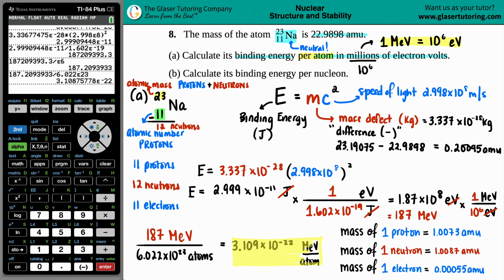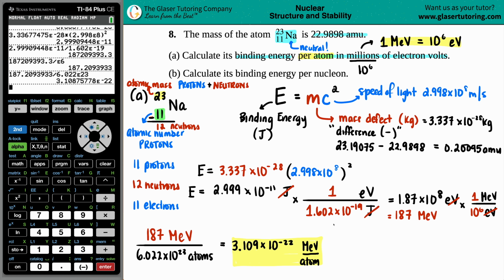Now, the next thing is letter B. So just pause the video if you need to. I'm going to get rid of this information because we don't need these conversions anymore. And maybe I will just put a little box here because we don't need that much room for B, because we did all the hard work already. We just need to take that binding energy and find it per nucleon. So, in essence, all we have to do is translate the atom into nucleon. All right, so we're going to take the 3.109 times 10 to the negative 22nd mega electron volts.